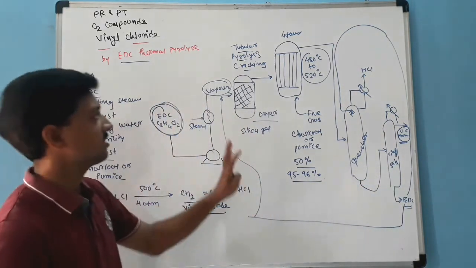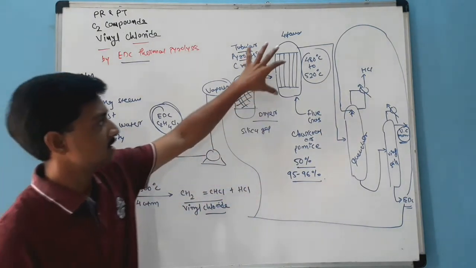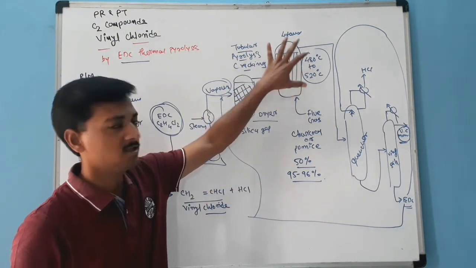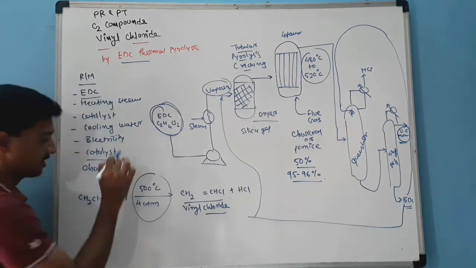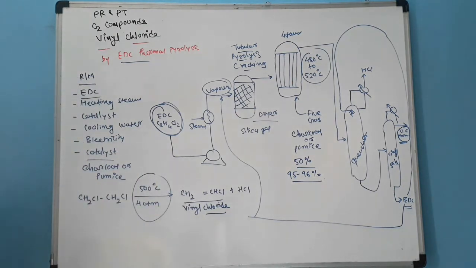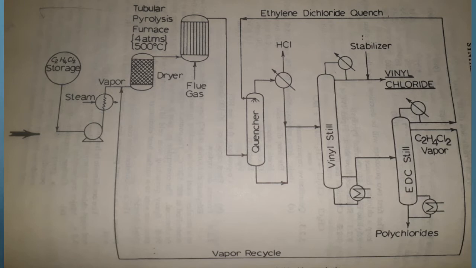Okay, this is the basic process. The reaction conditions are mainly 4 atm and 500 degrees Celsius. The main raw material is ethylene dichloride. We have to pyrolyze the material, and after pyrolysis we get vinyl chloride, and then the purification process.